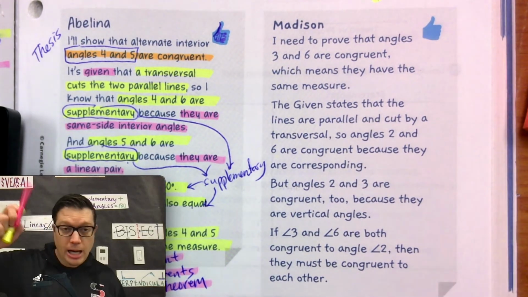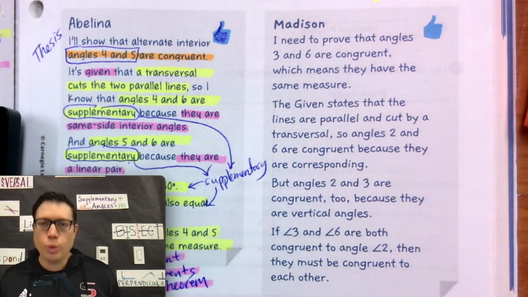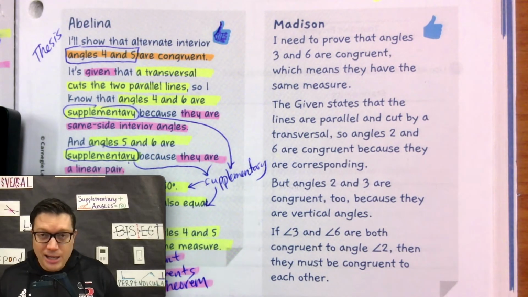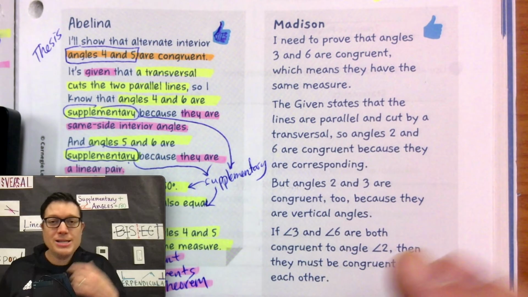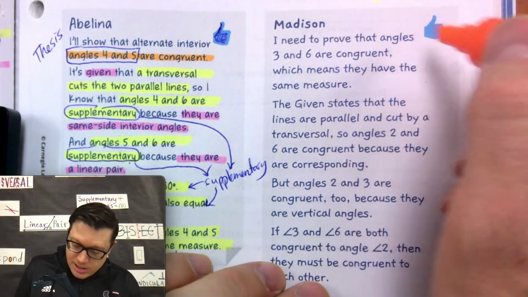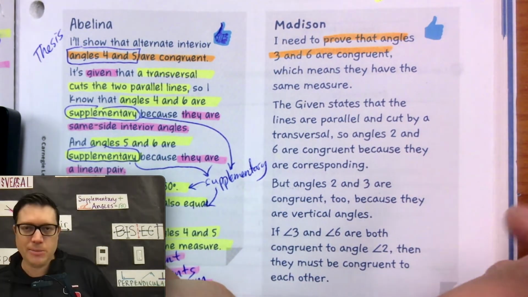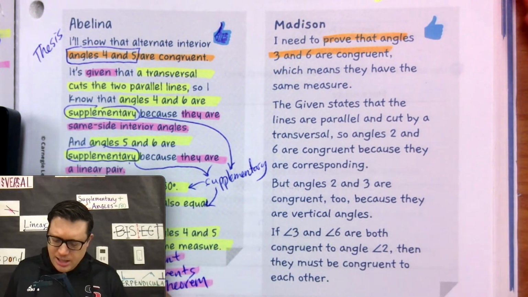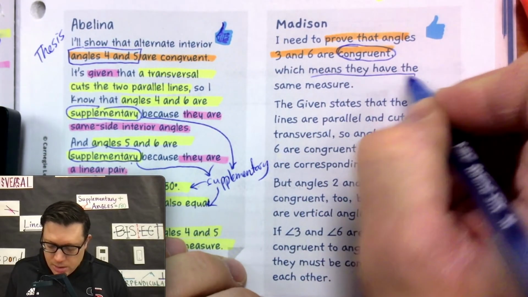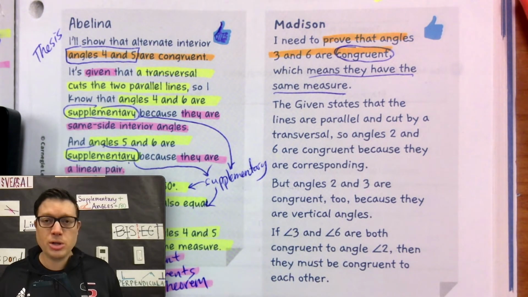And of course, highlighting. I need to prove that angles 3 and 6 are congruent, which means they have the same measure. So that is the prove section. You need to identify, so I'm using a different color, the prove part of the statement. And I even love the fact that she says that means. Several times you guys have asked me what congruent means. It means they have the same measure. They're the same size. They're equal.